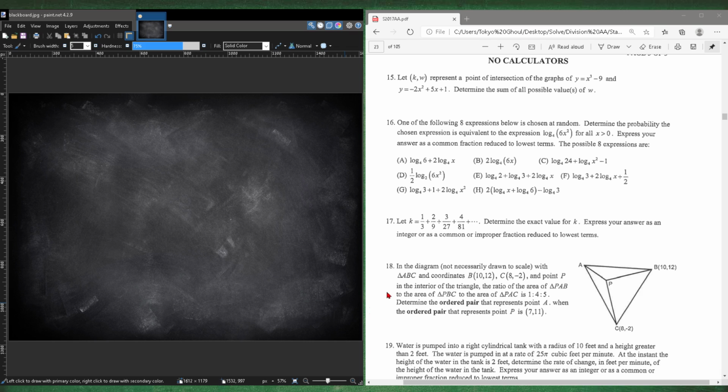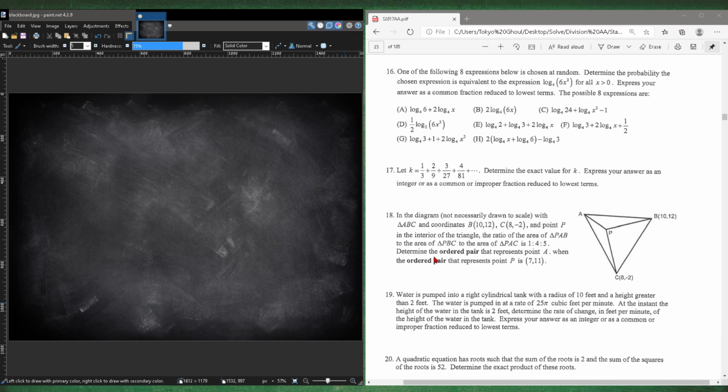Okay, now number 18. In the diagram, not drawn to scale, with triangle ABC with coordinates B (10, 12), C (8, -2), and point P in the interior of the triangle, the ratio of PAB to PBC to PAC is 1, 4, 5. Determine the ordered pair of A when the ordered pair that represents P is (7, 11).